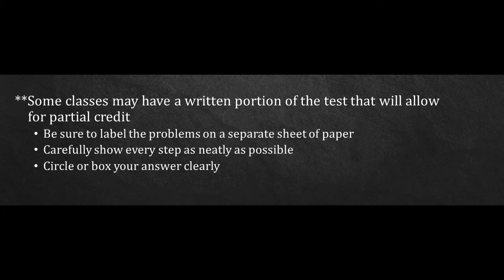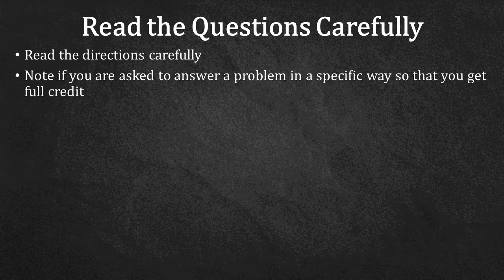In some math classes, the test may have a written portion that will allow you to earn partial credit for the work you show, even if you don't get the correct answer in the end. For this part of the test, be sure to label any problems you work out on a separate sheet of paper. Carefully show every step as neatly as possible and circle or box your answer clearly. Make it easy for your instructor to see what you have learned. Be very careful with reading the questions. If you're asked to solve a problem in a specific way, it will not be correct if you solve it in a different way, even if you get the correct answer.